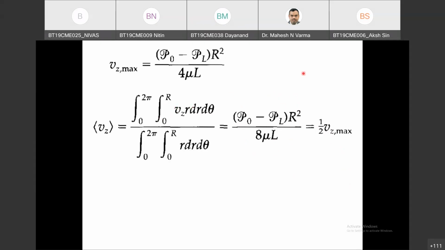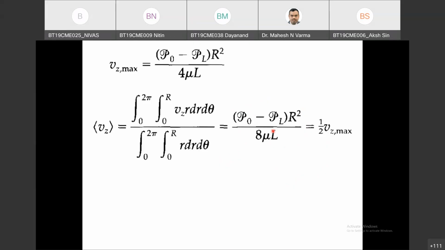And then most importantly for flow through pipe is the mass flow rate. How to get mass flow rate? This is the average velocity. Average velocity multiplied by cross-sectional area will give you volumetric flow rate, and volumetric flow rate multiplied by density will give you mass flow rate. This multiplied by cross-sectional area, that is pi capital R square, will give you volumetric flow rate, and volumetric flow rate multiplied by density will give you mass flow rate.